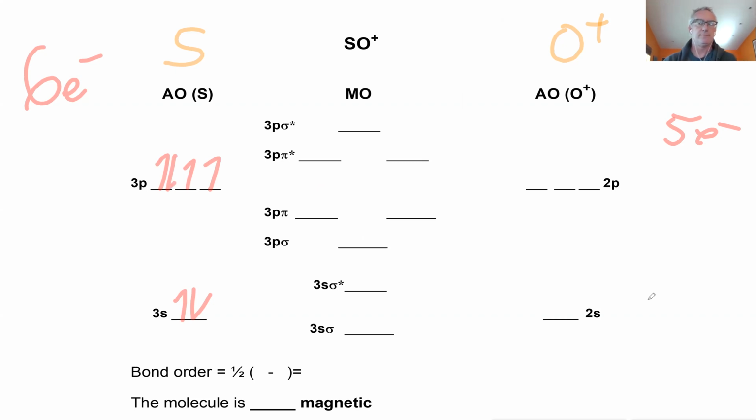Yeah, there you go. Realistically, you could put that one anywhere because they are degenerate. It could go in the X, the Y, or the Z. It really doesn't matter. So there we go, 6 electrons. Now on the oxygen side, we only have 5. So where are those going to go?